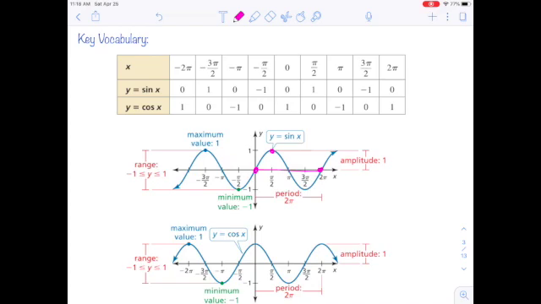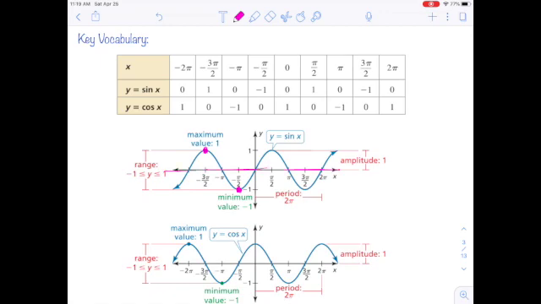We also have our maximum and minimum values that we've chatted about in the past. For our sine function, we've got local maximum values of 1 and minimum values of -1. And we chatted a little bit about amplitude, which is half of the distance from the maximum value to the minimum value. That total distance would be 2, and then you take half of it, and there you have your amplitude of 1.